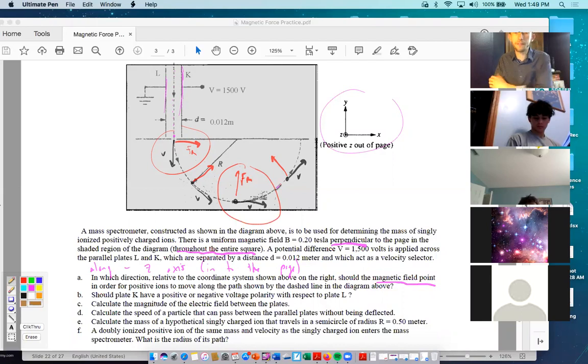Part B rests on the fact that you figured out part A. So I know that when the velocity vector is straight down, the magnetic force vector is to the right. So in this region here, for the particle to not be following a curved path, I have to have a magnetic force vector to the right, and therefore I need the electric force vector in this region to be pointing to the left. What charge then should I give plate K to make that true?